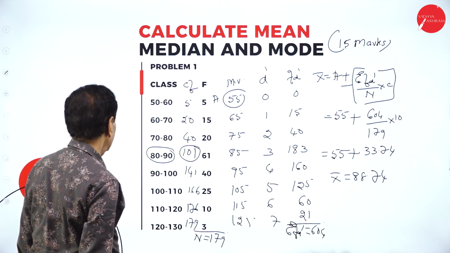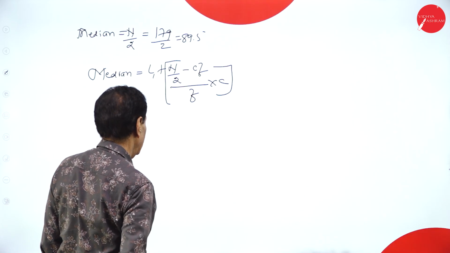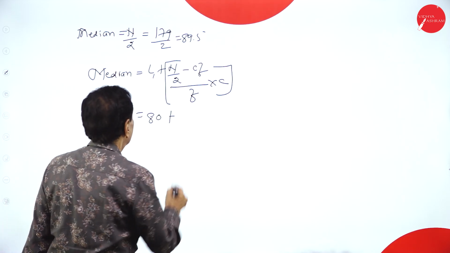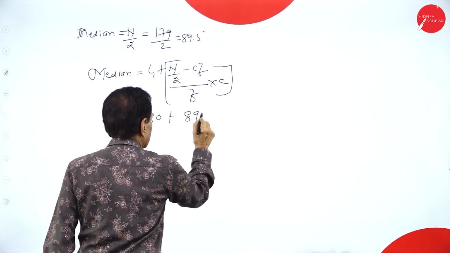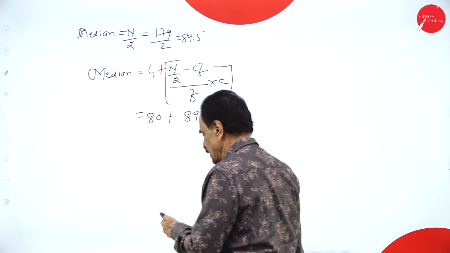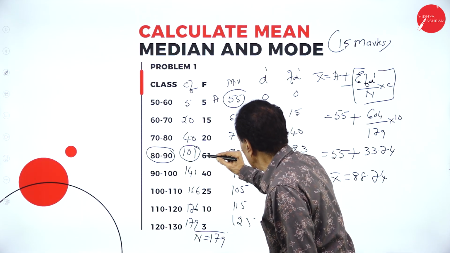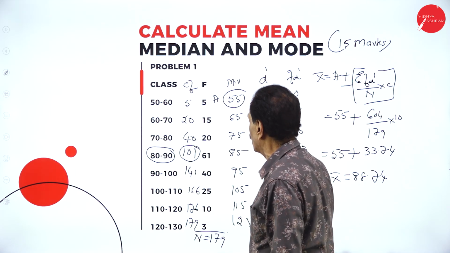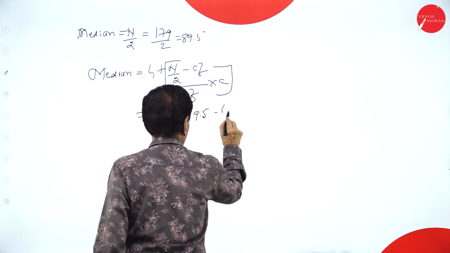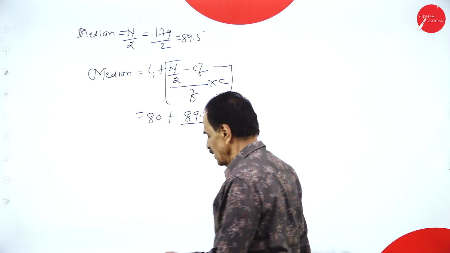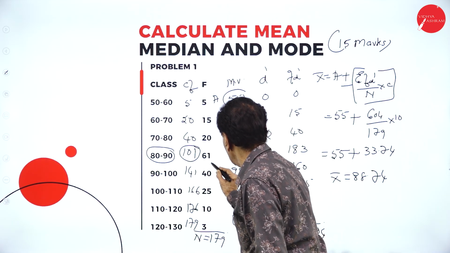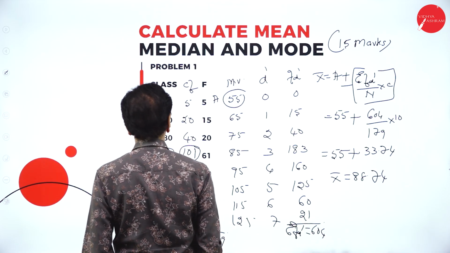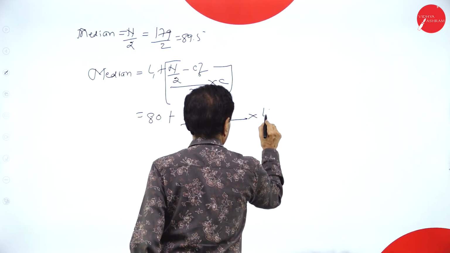Which class is selected here? 80. What is your n by 2? 89.5, minus. Behind that, you selected this. Behind is your CF, which you have selected, 101. Behind is 40, divided by the frequency of that group. The frequency is 61, into your class interval, which is 10.